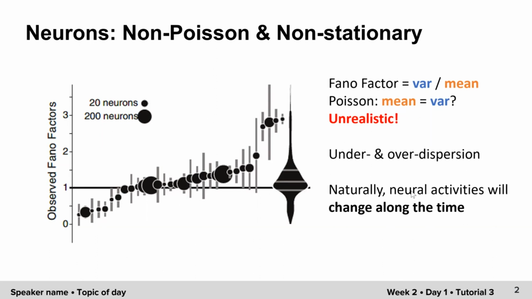Moreover, the neural activities will naturally change along the time. So neurons can be both non-Poisson and non-stationary. And the goal for this research is to handle these two simultaneously.